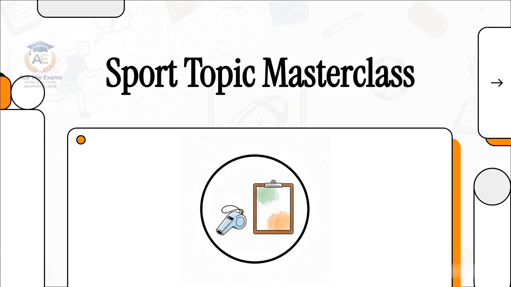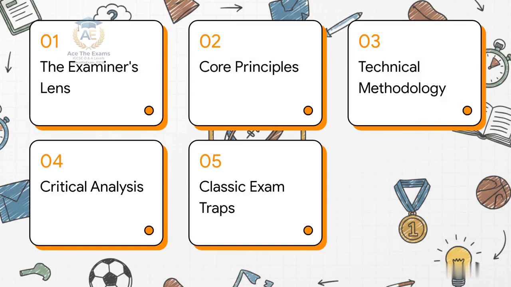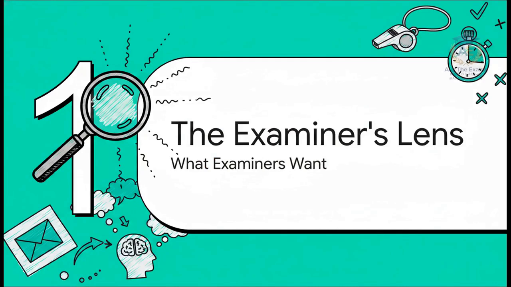In this explainer, we are going to reverse engineer the exact methodologies, critical thinking strategies, and evaluative techniques you need to conquer this high-stakes, recurring topic and absolutely crush those high-tariff 9 to 15 mark questions. Let's get to work. Here is our strategic roadmap to unlocking those top-tier marks today. 1. The examiner's lens. 2. Core conceptual principles. 3. The technical methodology. 4. High-level critical analysis. And 5. Avoiding classic exam traps.